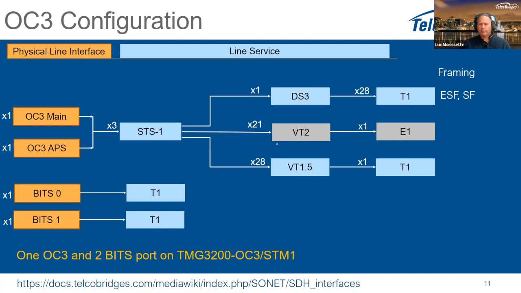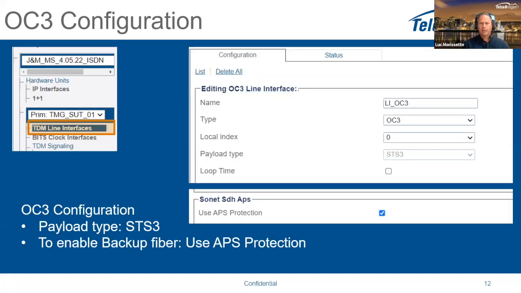So let me show you. The one we will show you is the DS3 configuration that we have done. To configure your OC3, you can connect to the TDM line interface here. When you are connecting initially, you can choose the type. You saw before the type was T1 or E1. Now you have to choose OC3 here.